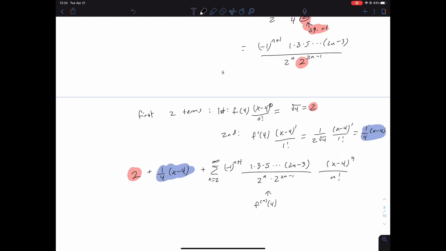And that's the answer. This is by far the hardest type of problem that we would ever see for this. This one was a doozy.